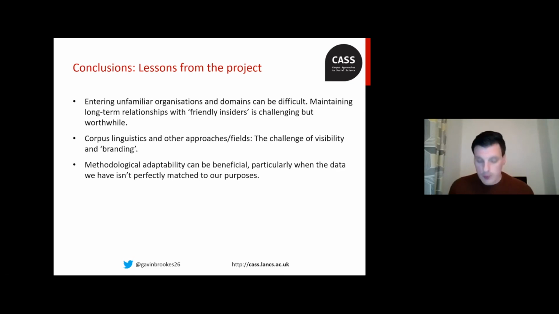But once we're in, once we have our ally in the organization and we've convinced them, or they've convinced themselves that corpus linguistics is a good fit for what they're doing, we're then likely to face lots of challenges with the research process itself. And it pays here to be adaptable in terms of our methods and our focus. Methodologically, the data that we're working with might not be an ideal fit for our purposes. So we may have to experiment with different approaches, and this can take us beyond our disciplinary norms or boundaries.